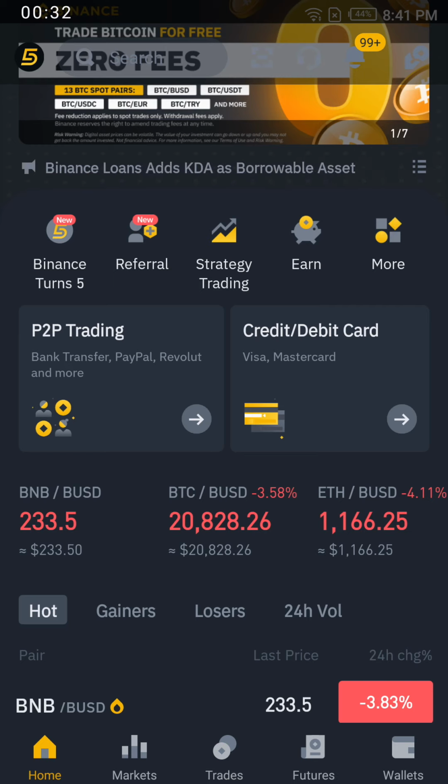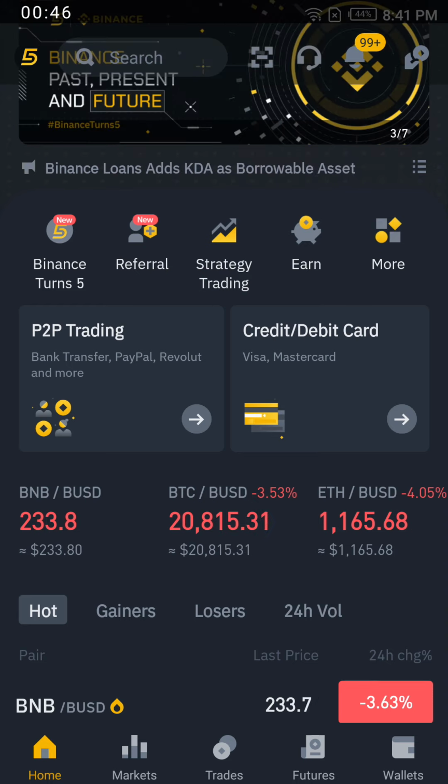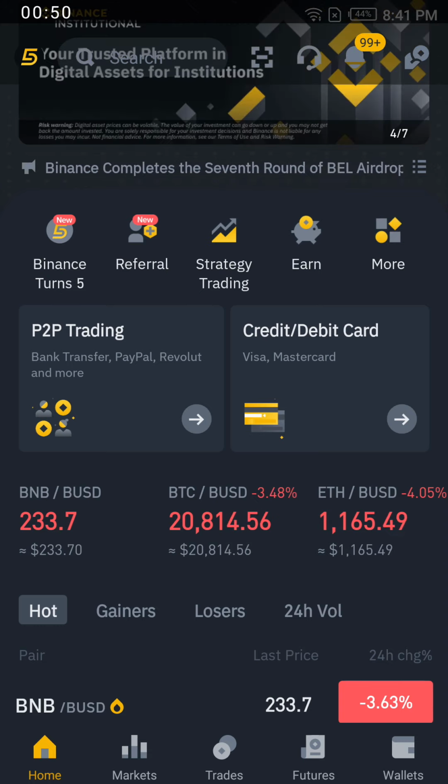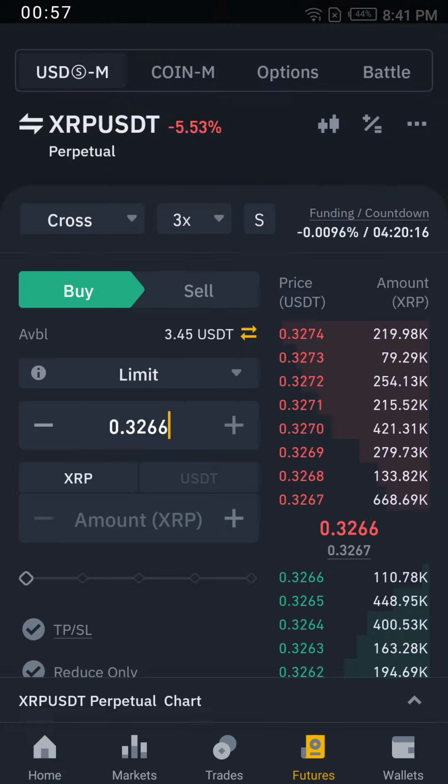When I open it, looking at the base of this Binance interface, you will see home, market, trades, futures, and wallet. I think it's the same with KuCoin, except that in the place of wallet, it's assets. Now you're going to click your futures. So this is my futures. This is how the interface looks.